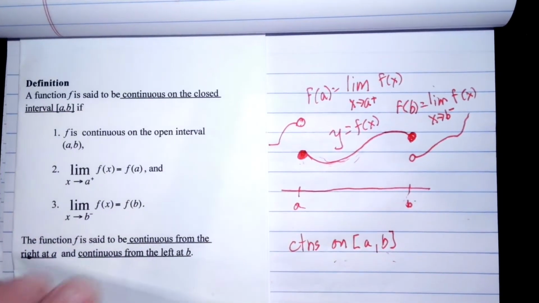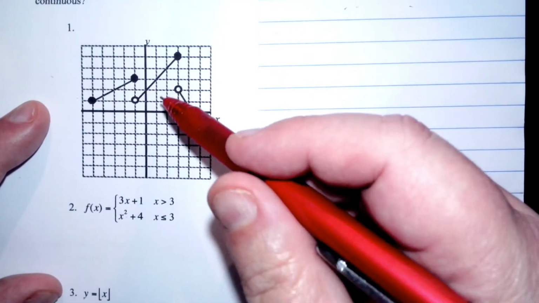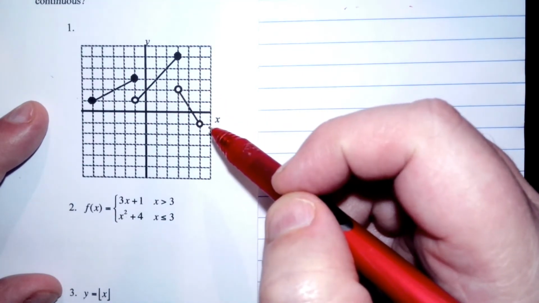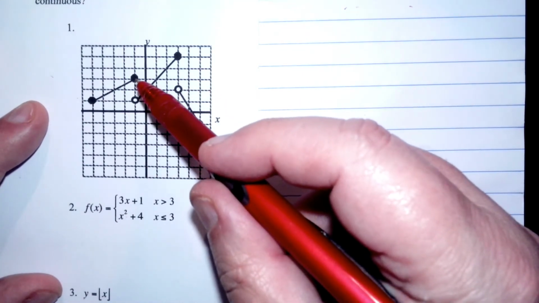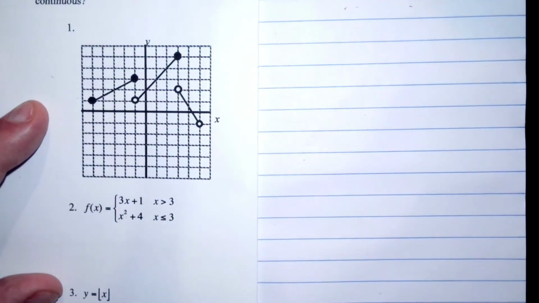Alright, let's look at another example. Here is a function that is graphed, number 1. And let's talk about the continuity of this function. Clearly there are discontinuities at -1 and at +3, but on what intervals is this function continuous?